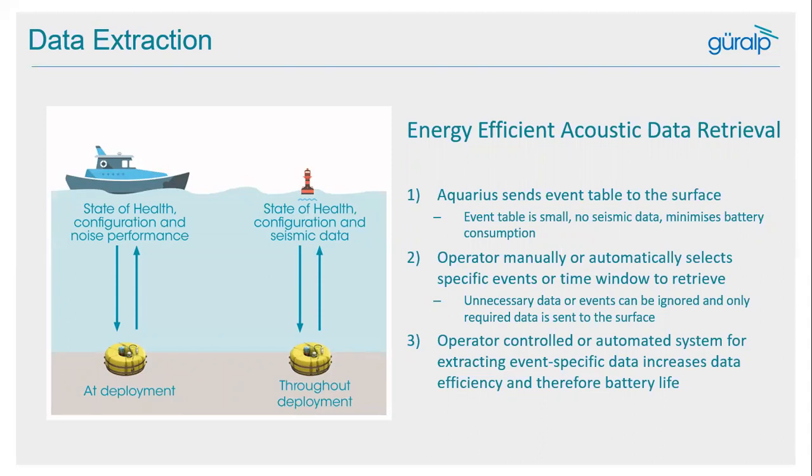So here is a very simple diagram, just explaining everything I've just said. We have 3 stages. The Aquarius will send an event table to the surface. The event table is very small, doesn't contain any seismic data, and this will minimize the battery consumption. Secondly, the operator will manually or automatically select specific time events or time windows to retrieve. Any unnecessary data or events can be ignored, and only required data is sent to the surface, again, minimizing the battery consumption.